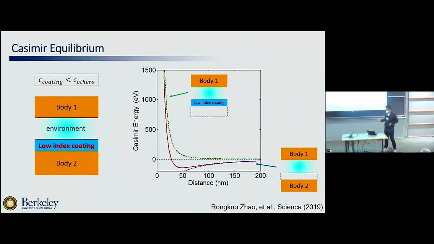So we designed this 4-body structure where you can think about the upper 3 parts, the body, the environment, and the low index coating, as very similar to the repulsive structure. But you have another body 2 which has a relatively high dielectric constant.